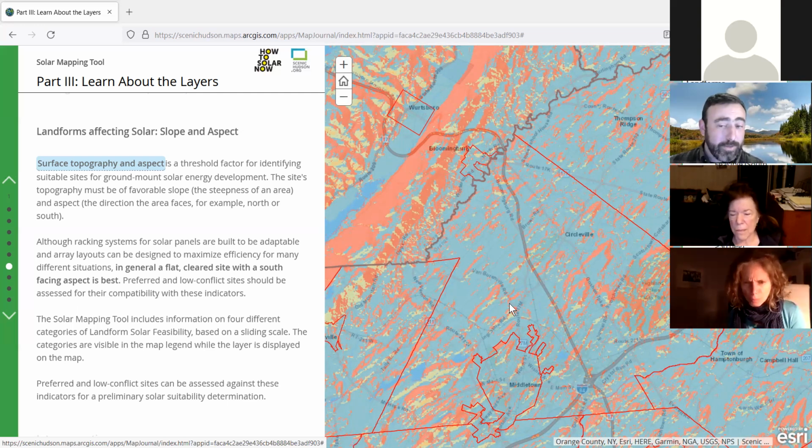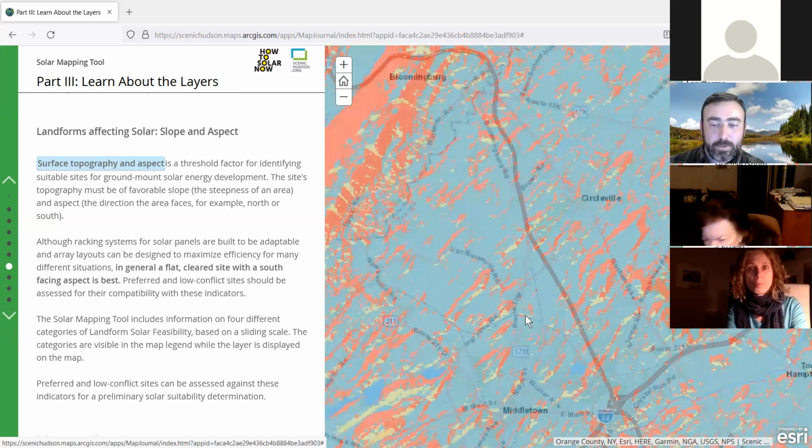We did talk to solar developers when we were developing this layer and the tool as a whole, and we tried to ask, well, how steep is too steep? How north is too north? We never really got a very good answer, other than if you have enough money, you can put solar almost anywhere. But the developers, of course, want their project to make economic sense. So in broad strokes, these blue areas are going to be the best places and the red areas are going to be the worst places.